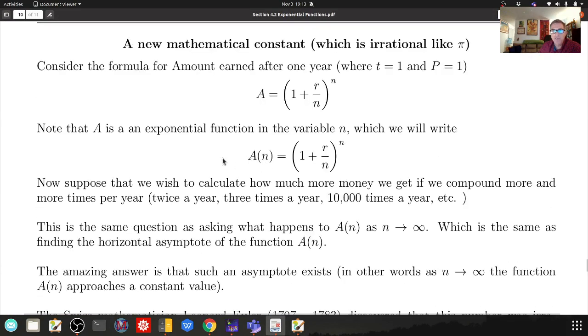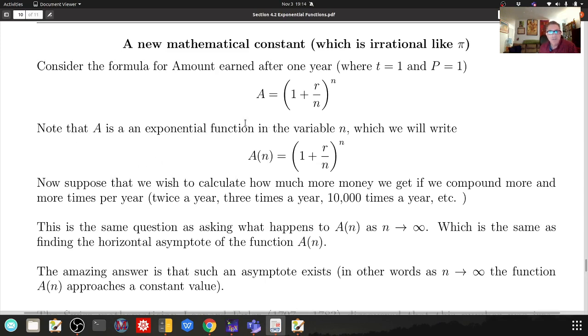So here we have a new mathematical constant. It's one of the most interesting and important constants, far more important than pi. And this mathematical constant is Euler's Constant, and it's irrational like pi is irrational. So we're going to consider the formula A is equal to 1 plus r over n raised to the nth power. Why are we going to do that? Because that's the formula we're considering.